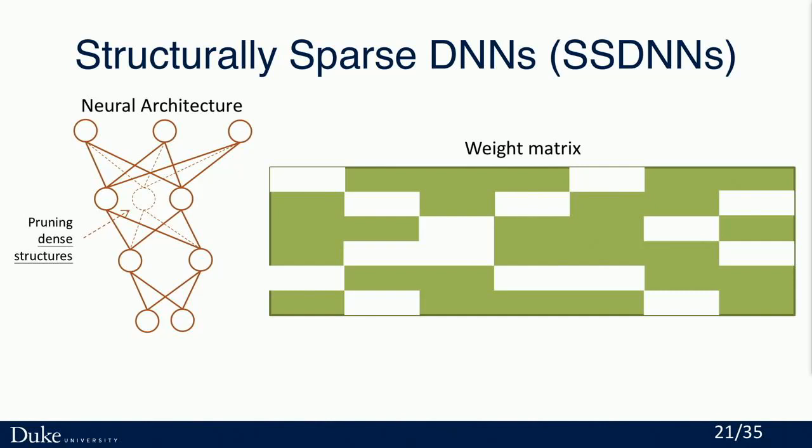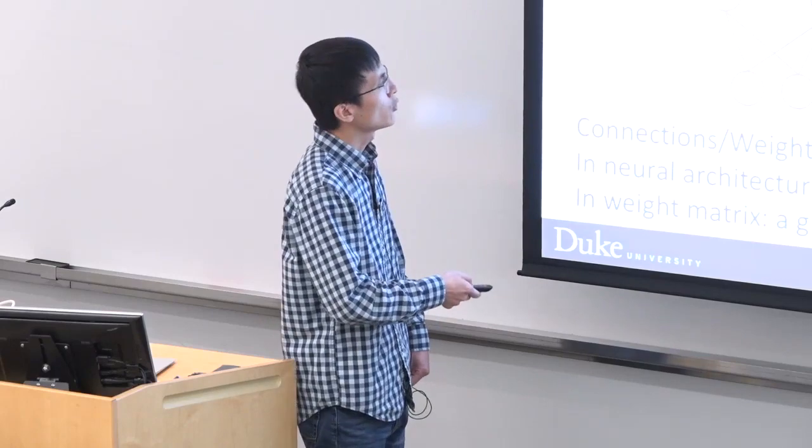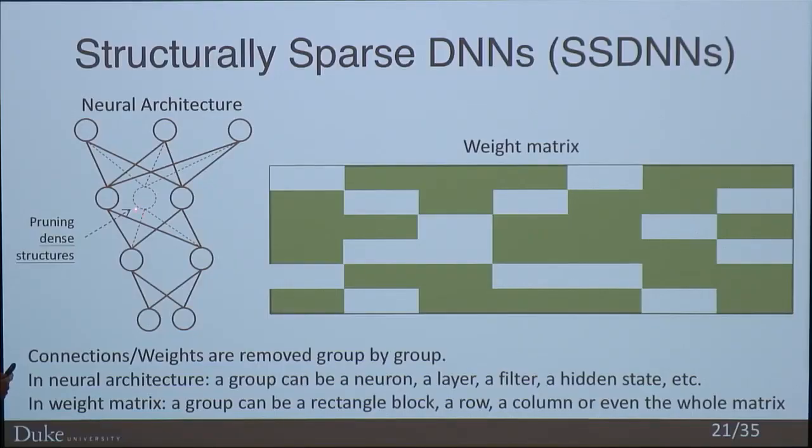So what is a structurally sparse deep neural network? It means connections or weights are removed group by group, not just one by one. In a neural architecture, it means we remove one dense structure, like one neuron, or one layer, or one filter in a convolution layer, or one hidden state in recurrent neural networks.